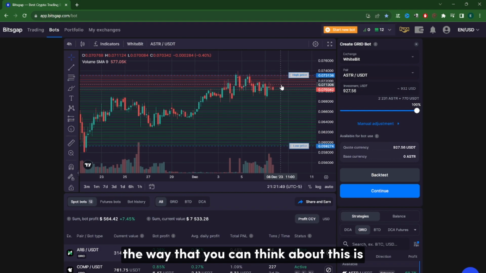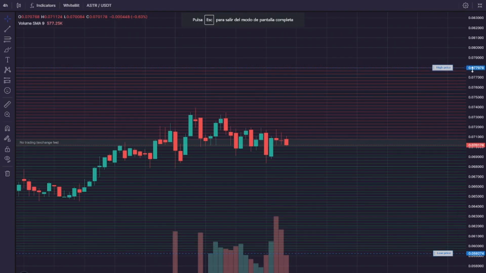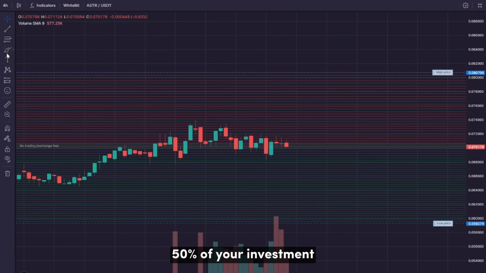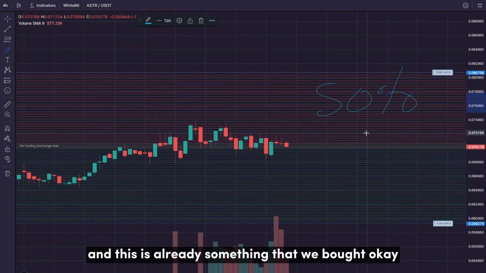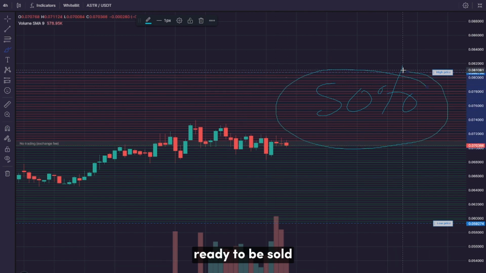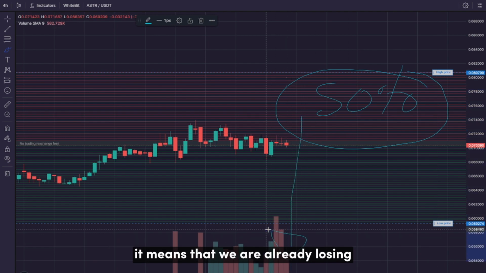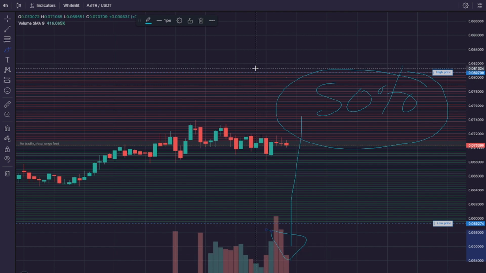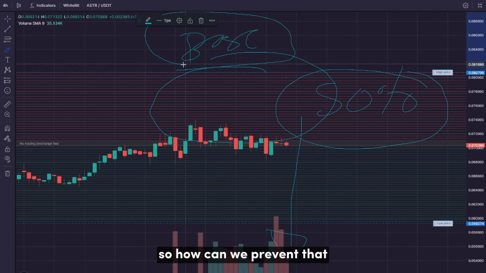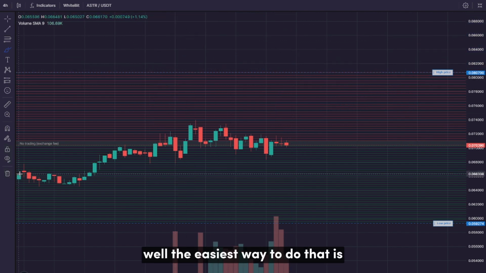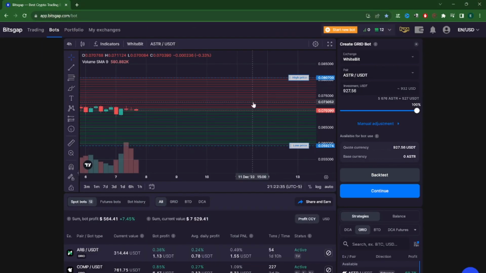The way that you can think about this is if you have 50% of your investment in the base currency, this is already something that we bought, okay? So this is already pre-bought, ready to be sold. But if for any reason this cryptocurrency drops in value, it means that we're already losing money because 50% of our investment is already in the base currency. So how can we prevent that? Well, the easiest way to do that is minimizing as much as possible our base currency.